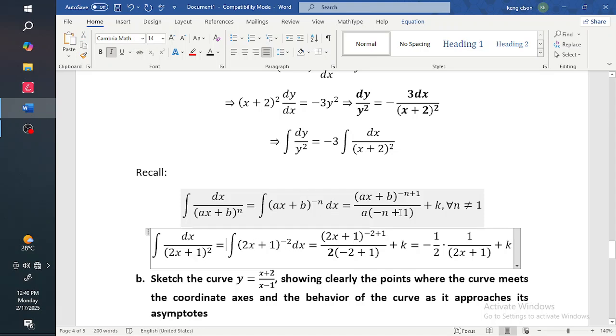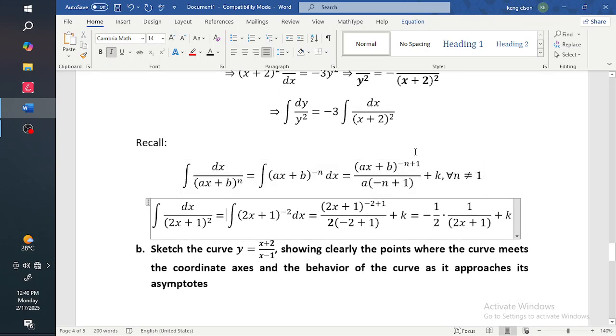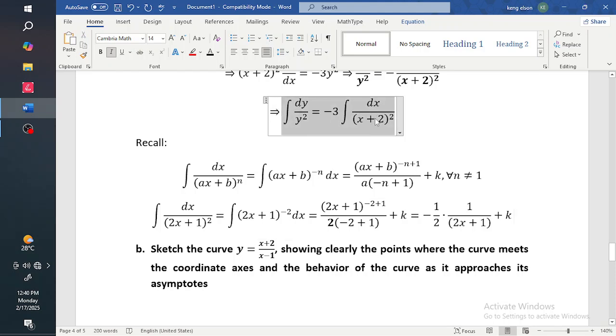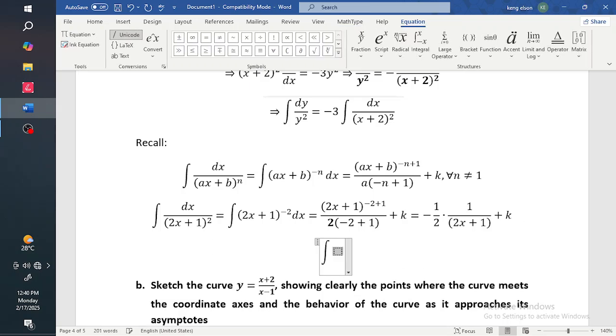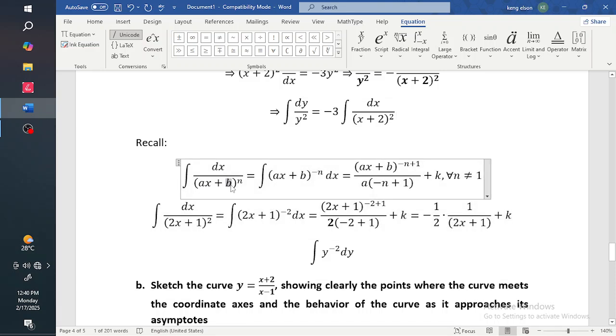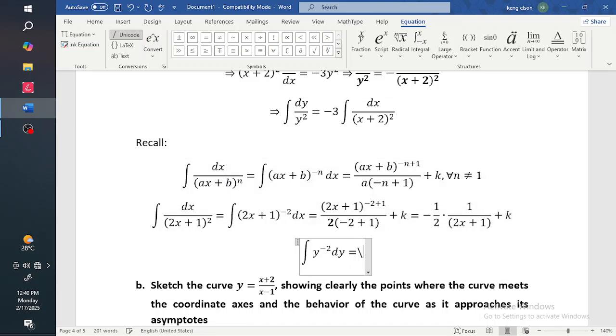So this is just a basic recall I've given you so we can use it to integrate these two sides. I'm going to continue from here. Having in mind that the left hand side is the integral of y raised to the power negative 2 dy. Remember that this y here is also a linear function. It's just that there is no constant. So we do the same thing, equal to negative 3 times the integral of x plus 2 raised to the power negative 2 dx.